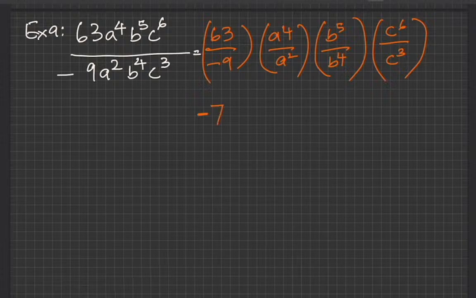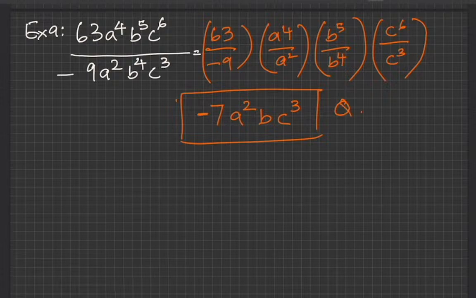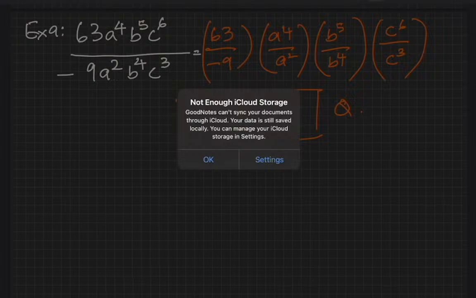Now a to the power 4, that is 4 minus 2, is a to the power 2. B to the power 5 divided by b to the power 4 will give me b. B to the power 1 is b itself. Then I have c to the power 6 by c to the power 3, which will be c to the power 3. This is my quotient. Got it?